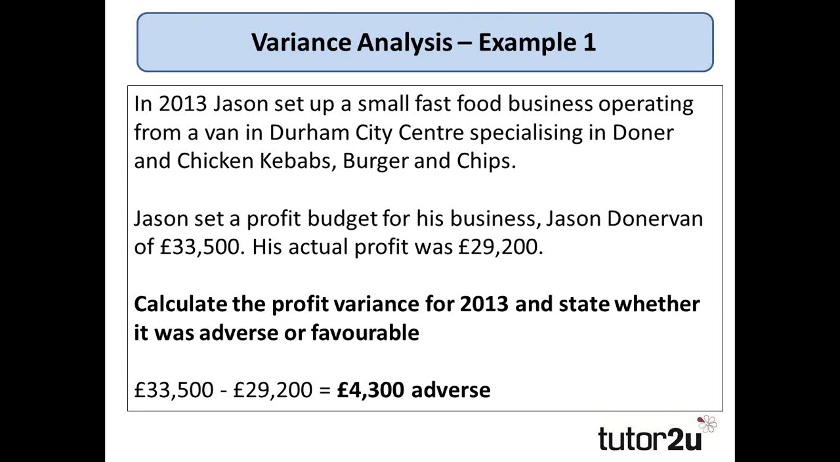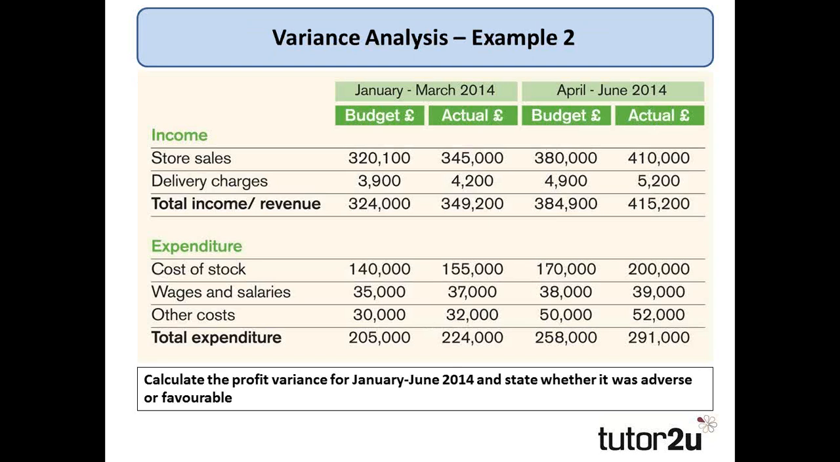So moving on to a more complicated example, which is something you're more likely to get in an exam. Here we've got some budget and actual sales from a small rural supermarket, and I used this example in our recent exam coaching workshops. We've got income and expenditure for two periods, January to March and April to June. At the top we've got budgeted figures and here we've got the actual for that period, and the same between April and June. The question states, calculate the profit variance for January to June 2014, and state whether it was adverse or favourable.